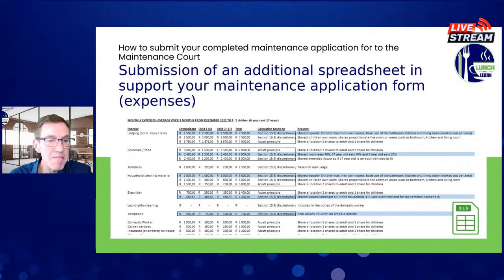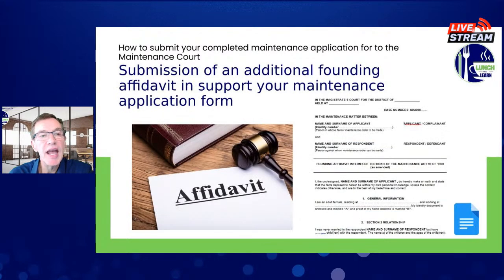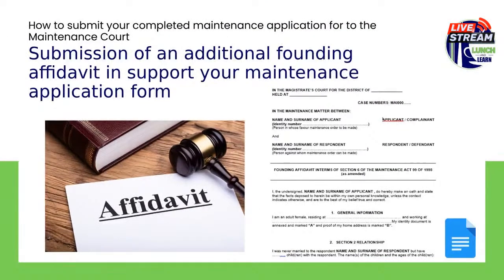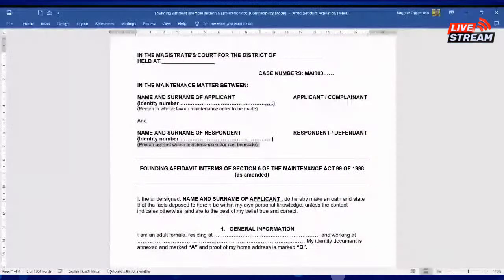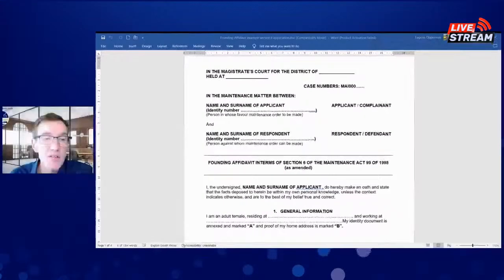Right. Next one that we could look at is the submission of an affidavit. Now, the submission of affidavits sometimes could be troublesome. It could be to your advantage, but it could also work against you. Remember, if you submit an affidavit, that would mean that you are stating something under oath. And sometimes that might not be to your advantage.